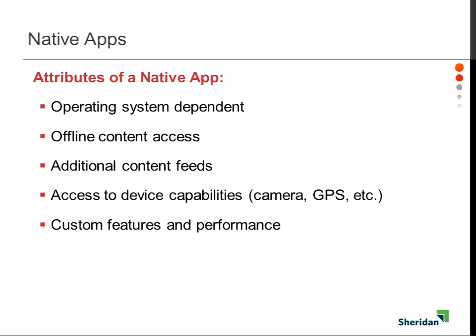So other attributes: the custom features and performance. Performance has long been seen as a primary feature of native apps, the ability to customize and have faster performance, less downloading of content on the fly. But probably one of the biggest things, of course, is the large audience of users. Because Apple and Android dominate the marketplace in terms of operating systems, they also have the largest amount of users available to someone developing a mobile app.